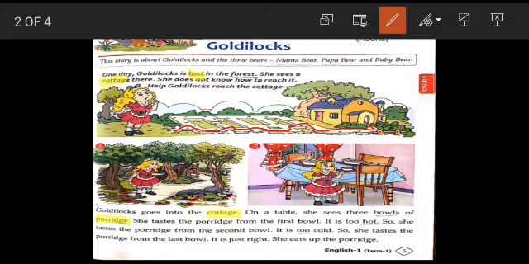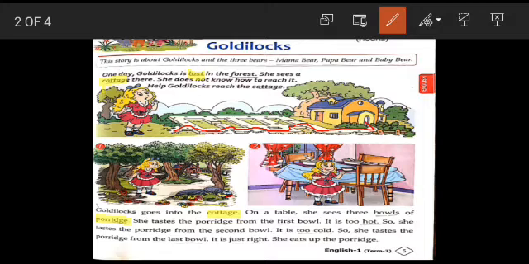Then she tastes the porridge from the second bowl. The second bowl is too cold. So she tastes the porridge from the last bowl, which belongs to the baby bear, which is too small. So it is just right to eat.